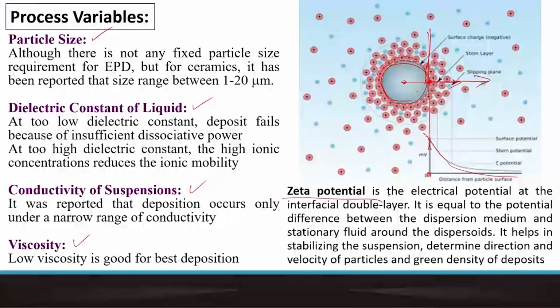This is actually expressed in terms of the zeta potential, which is the electrical potential at the interfacial double layer, and is equal to the potential difference between the dispersion medium and the stationary fluid around the dispersoid. So this is the fluid, and we have these ions floating around. These are the dispersoids. It helps in stabilizing the suspension, determining the direction and velocity of particles, and the grain density of the deposit.